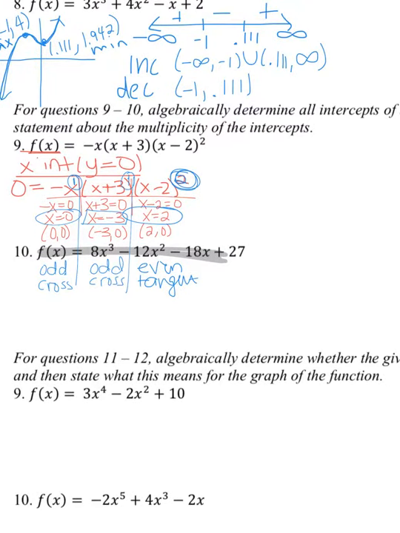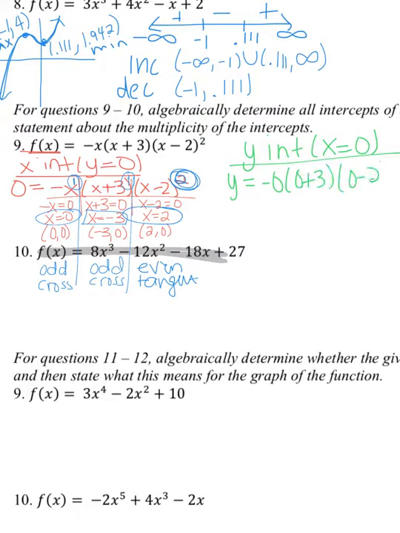We do also have to talk about y-intercepts, though, for this graph. So my y-intercepts are where x equals 0. So y equals negative 0 times 0 plus 3 times 0 minus 2 squared. That gives you y equals 0, but I have to write it as a point, 0, 0 for the y-intercept. Okay, and that's it. That's all it wants. So x-intercepts, y-intercepts, and then the multiplicity. So we did it a little out of order, but that's okay.